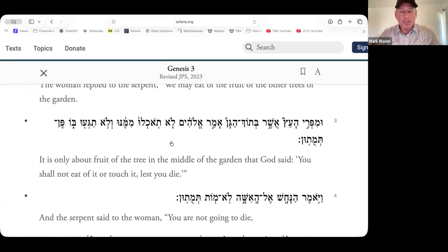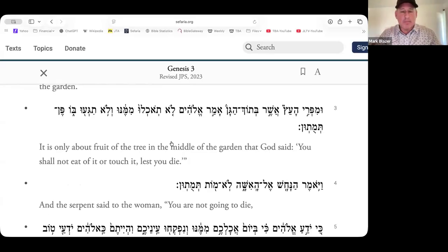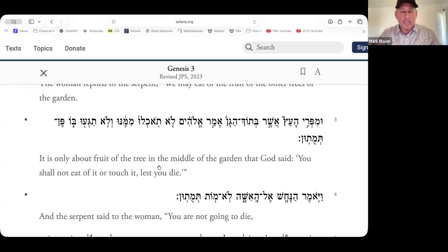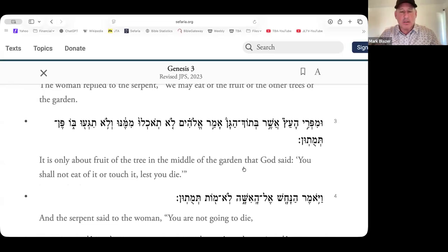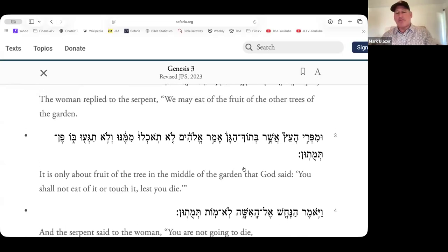So, for example, when Eve says to the serpent about the trees that are allowed, it says, "You shall not eat of it or touch it, lest you die." Now, God never said you can't touch it. God says you can't eat of it.